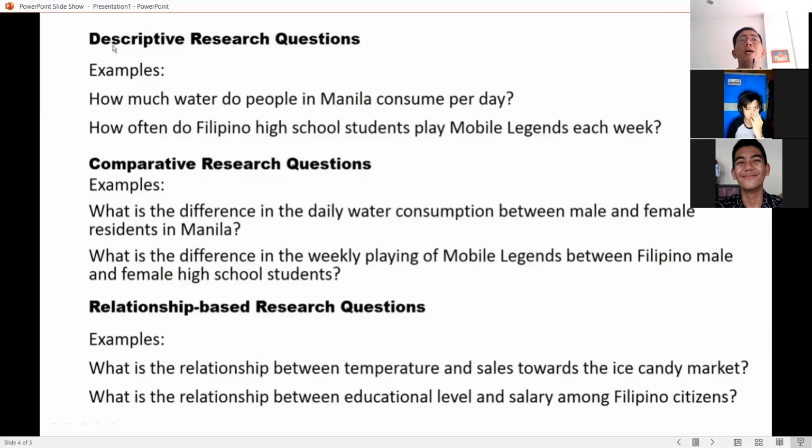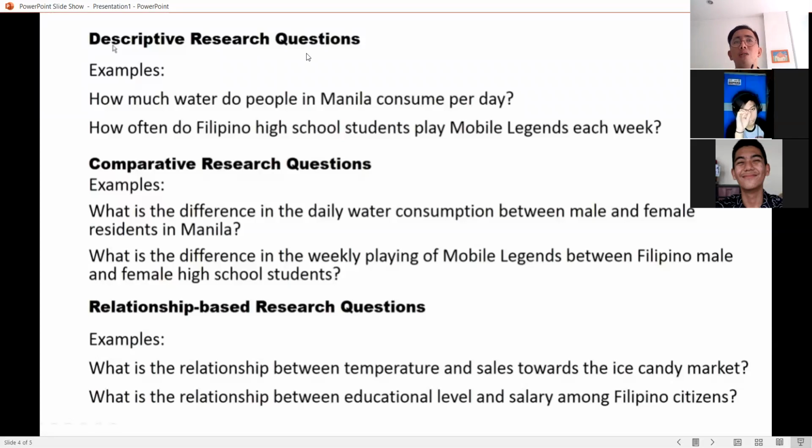So, muning ang example. Descriptive research questions, mga examples: how much water do people in Manila consume per day? So, answerable dayon niya if you just conduct an observation, okay, or a survey. How often do Filipino high school students play Mobile Legends each week? So in that manner, maka-answer kita na dayon. Okay? So how often? So answerable na siya by 2 hours per day, 5 hours per day. Okay? So that's just descriptive. Gina-describe lang naton ang situation. Okay? Next, comparative research questions.